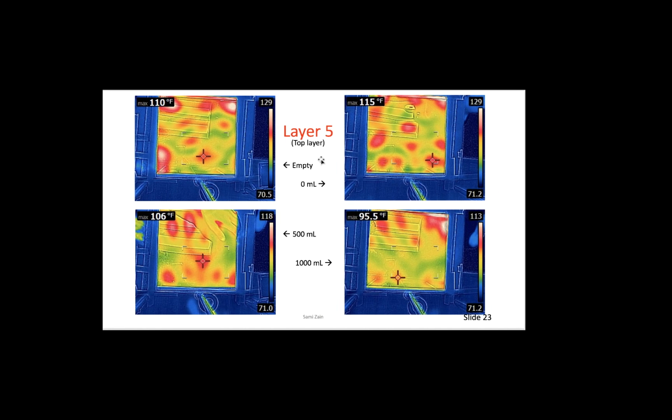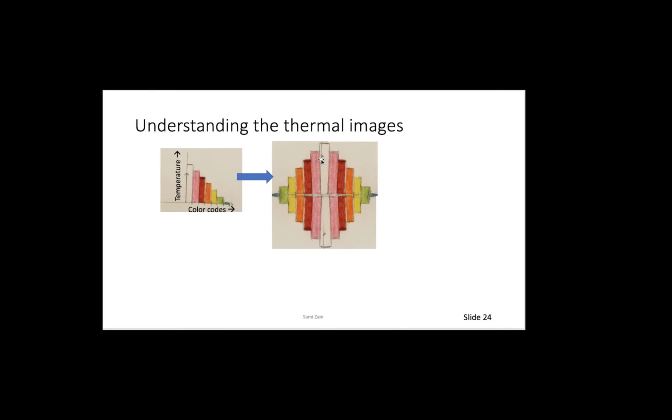Slide 23 shows the data for all 4 trials for the topmost layer, called layer 5. As you can see here, there are many colors in these pictures. I will explain the different colors with the help of some other images shown in the next slide, slide 24. Please turn to slide 24.